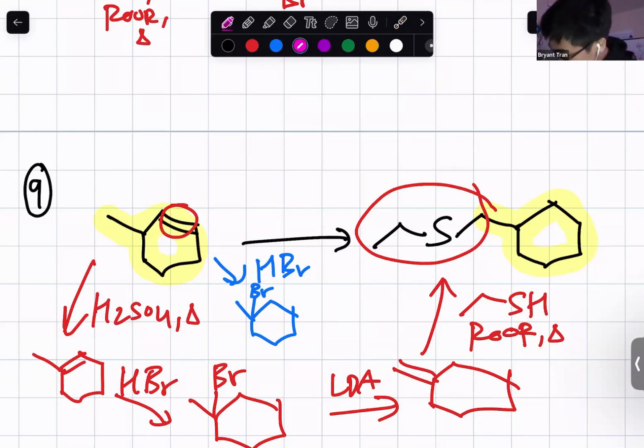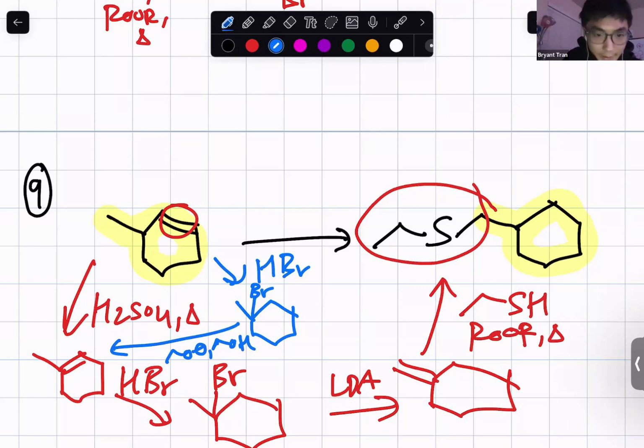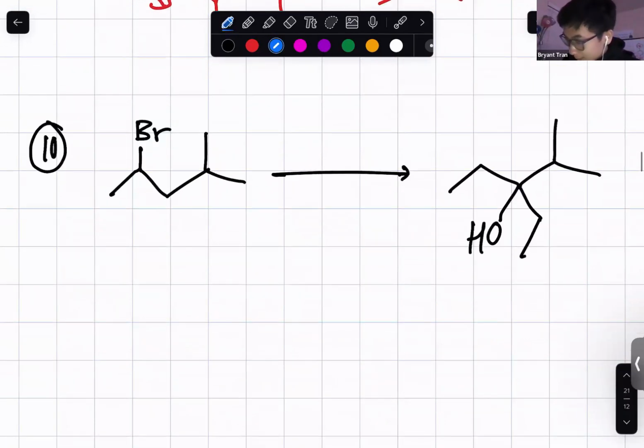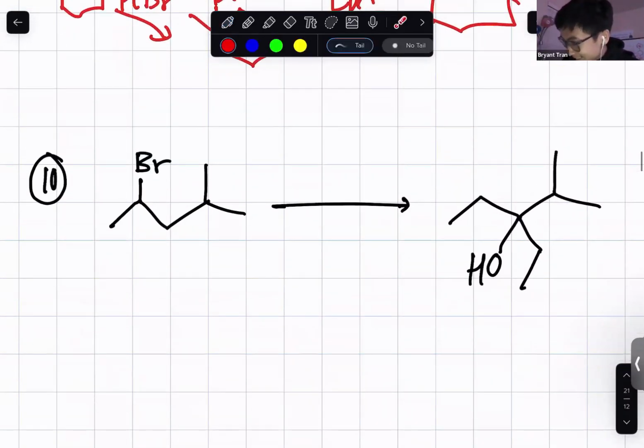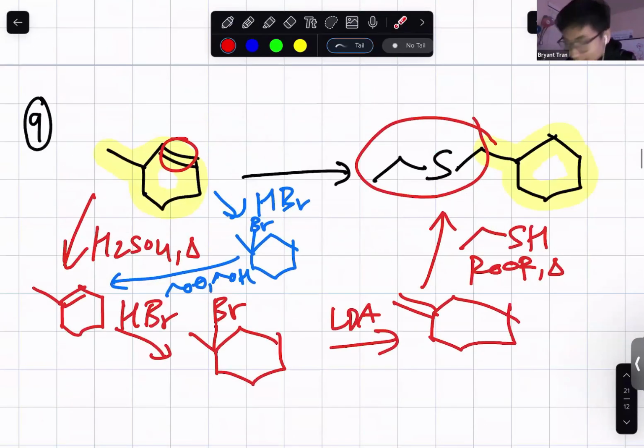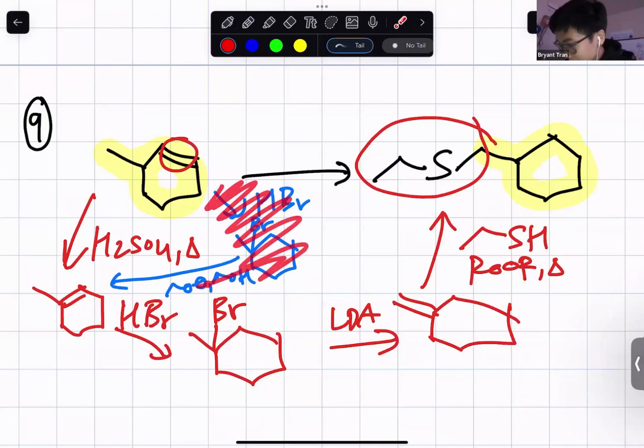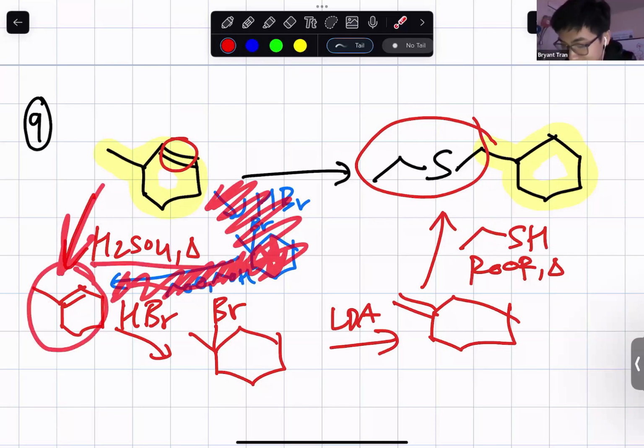And then from here, we could create this alkene using a small base like ethoxide. Okay. Number 10, right here. You didn't have to do this route here. The blue route was optional. You could have just gone straight to the more stable alkene using isomerization, H2SO4 and heat.